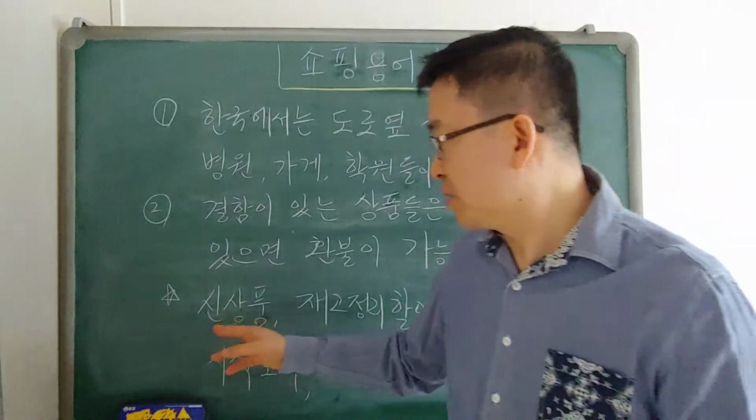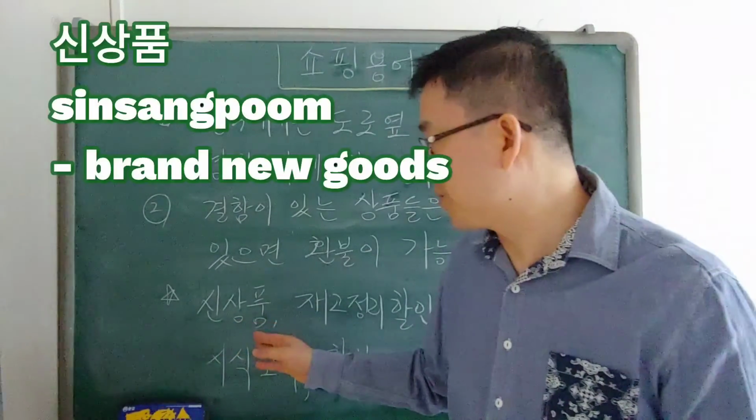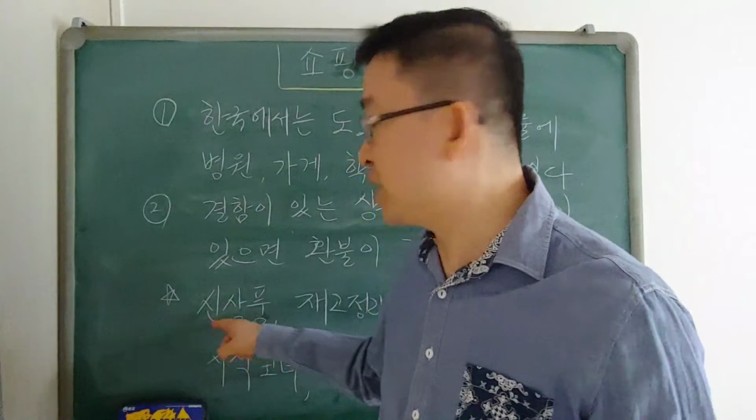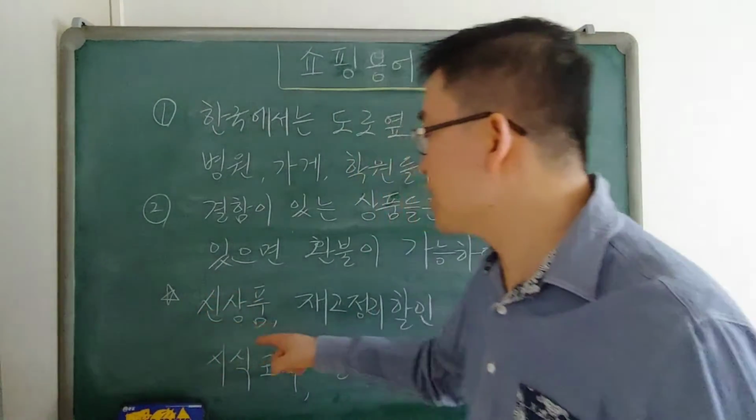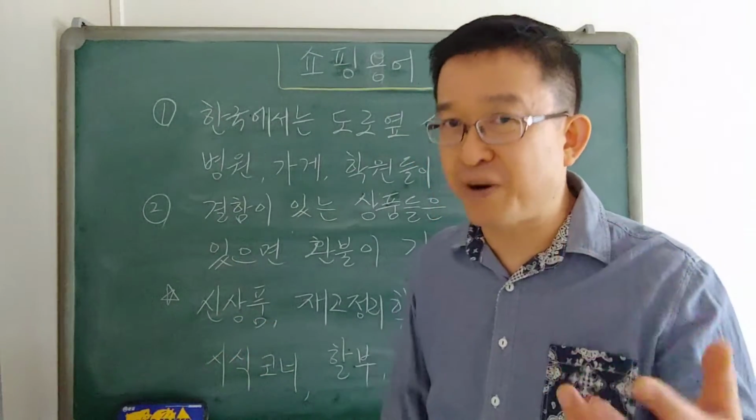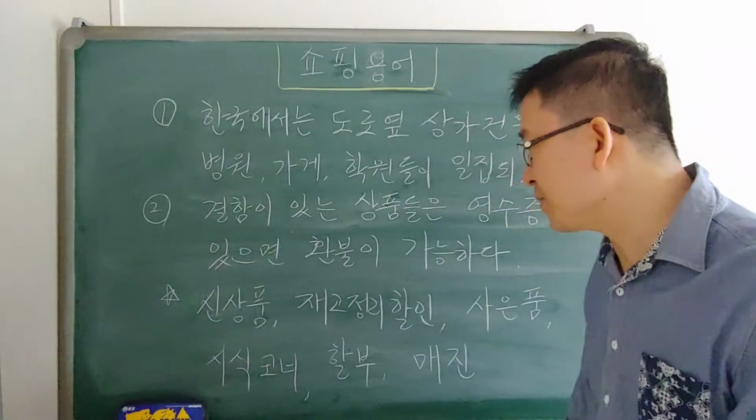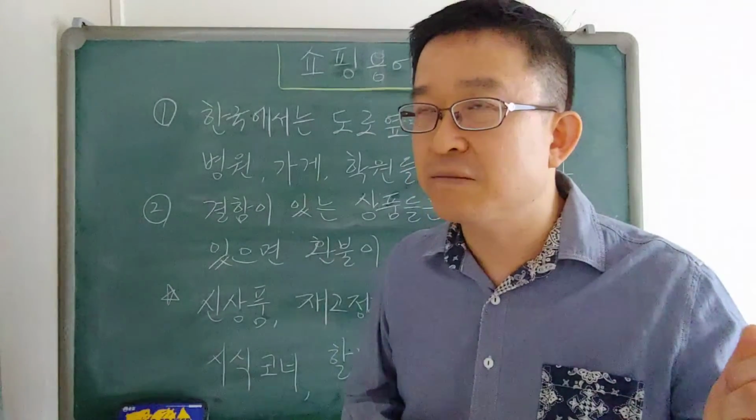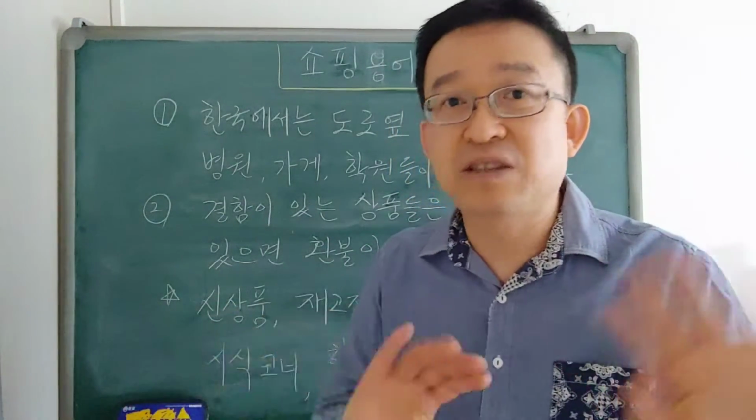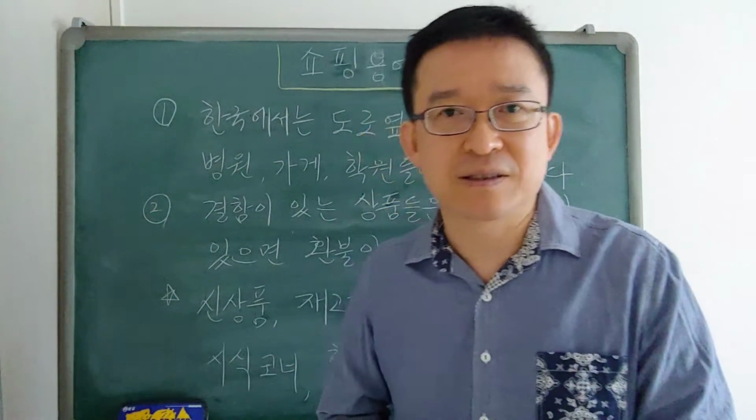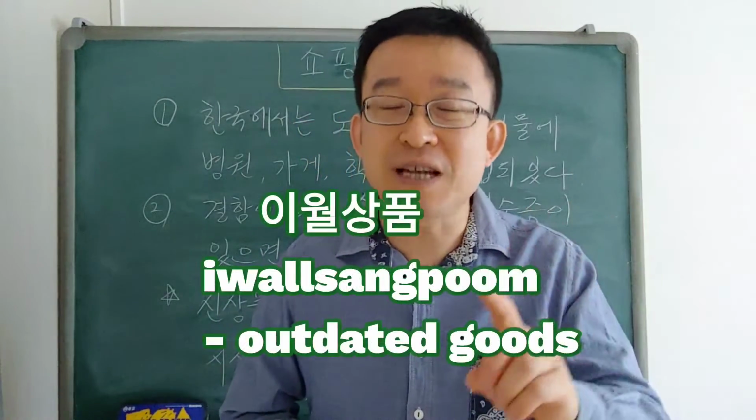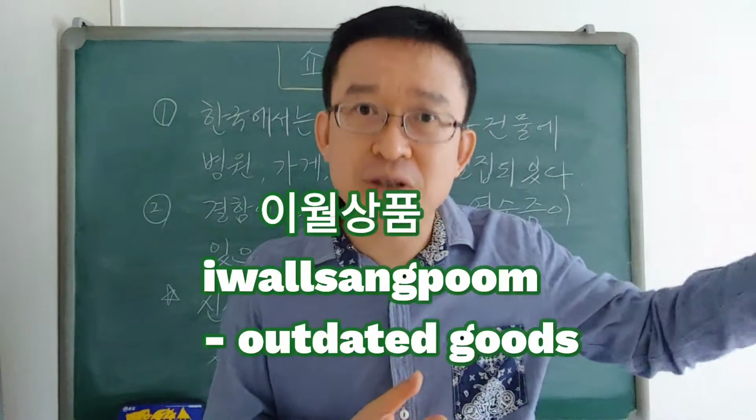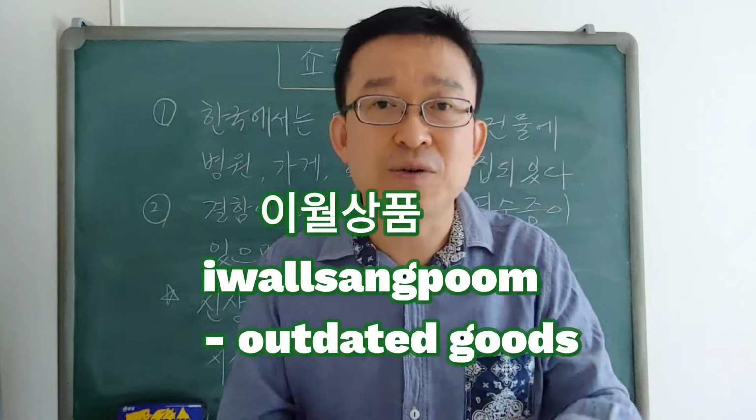Okay, let's practice words. 신상품 means brand new goods. 신 is an adjective meaning brand new. 상품 means item. So 신상품 means brand new goods. Items that used to be sold until last month, but don't sell anymore. How do you say that in Korean? 2월 상품. It's a little difficult word. 2월 상품 means items that used to be sold before, but do not sell anymore.